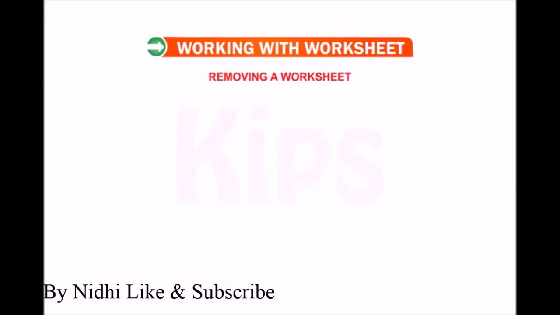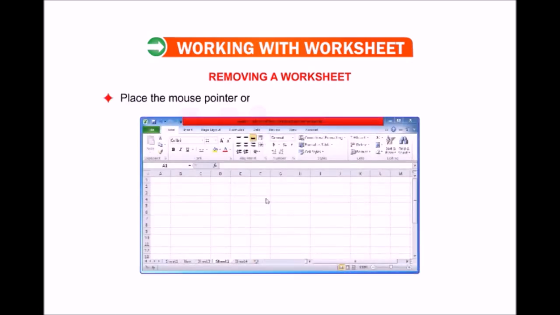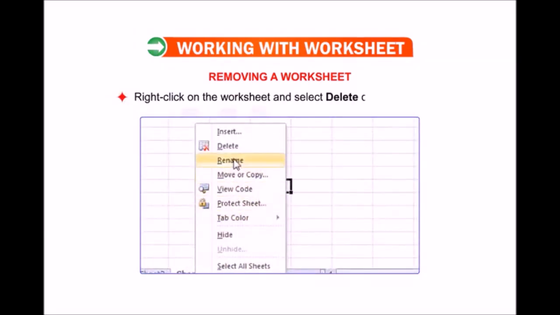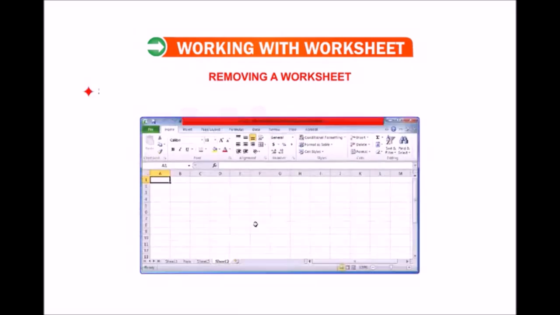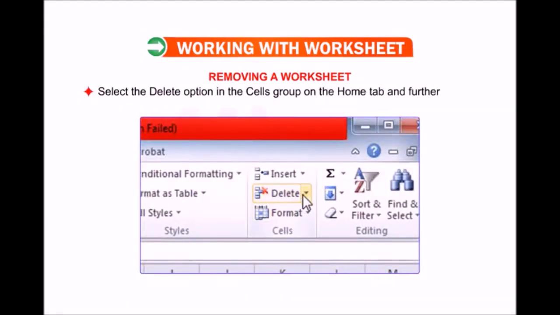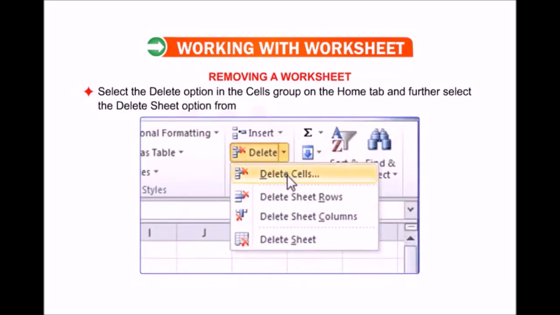And finally, we will learn how to remove a worksheet. Place the mouse pointer on the Worksheet tab that you want to delete. Right-click on the worksheet and select the Delete option. Or select the Delete option in the Cells group on the Home tab and further select the Delete Sheet option from the sub-menu list.